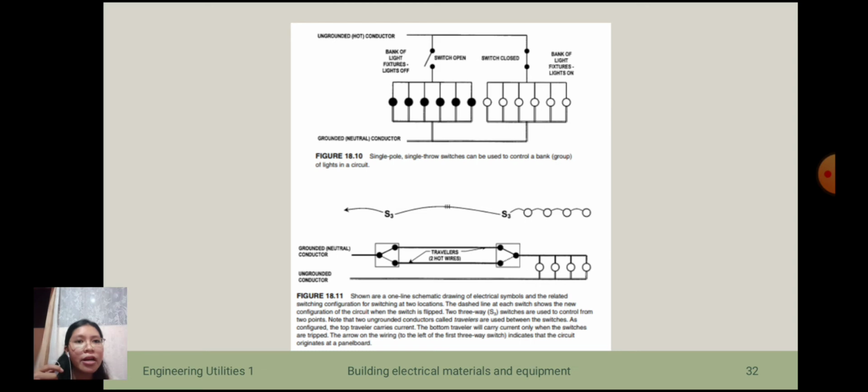And then the figure 18.11 shown are a one-line schematic drawing, electrical symbols and the related switching configuration for switching two locations. The dashed line at each switch shows the new configuration of the circuit when the switch is flipped. 2 three-way or S3 switches are used to control from 2 points.